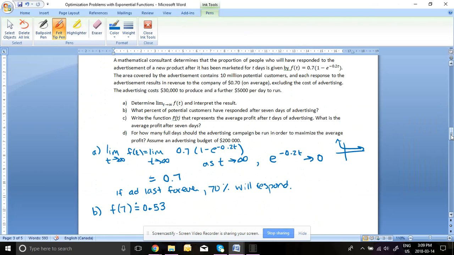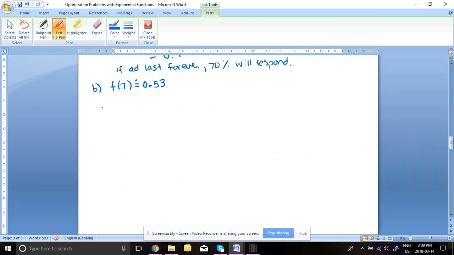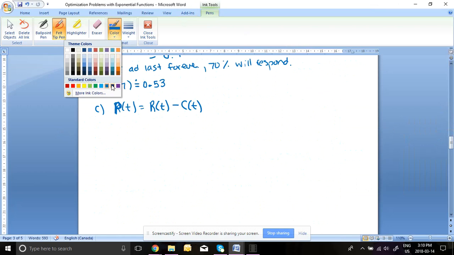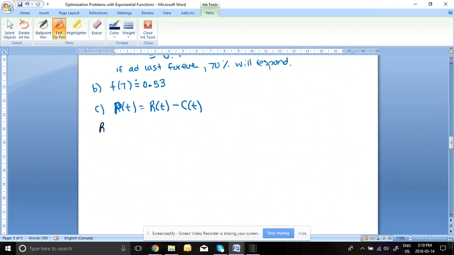Okay, so now we have to come up with a profit function. So we have to look at our revenue and our costs. Okay, so our profit at time t is equal to our revenue at time t minus our cost at time t, t being number of days. Okay, so our revenue is how much money we are taking in. So that's how much money we're making. And our cost is how much we're spending.